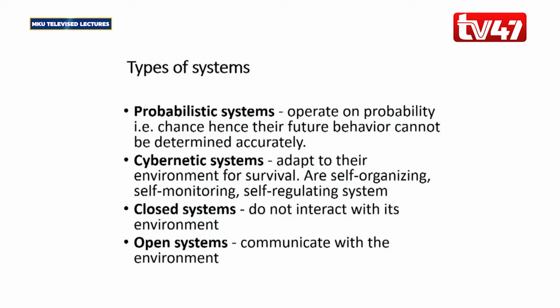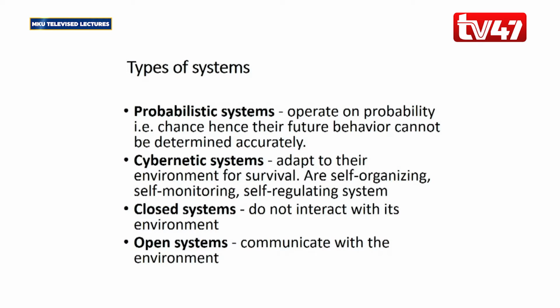We also have probabilistic systems, which are basically the opposite of deterministic systems. These probabilistic systems operate on uncertainty. So we can say that they operate on probability or chances, and therefore their future behavior cannot be determined accurately. You can give it some input, yes, but you don't know what kind of output it will give you. Such systems can get inputs from different areas across the environment, and therefore it can give you unexpected outputs. So they behave differently compared to deterministic systems.